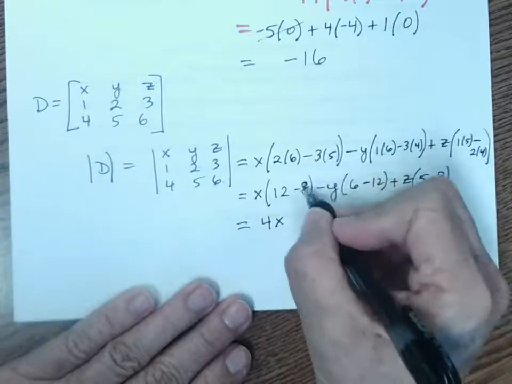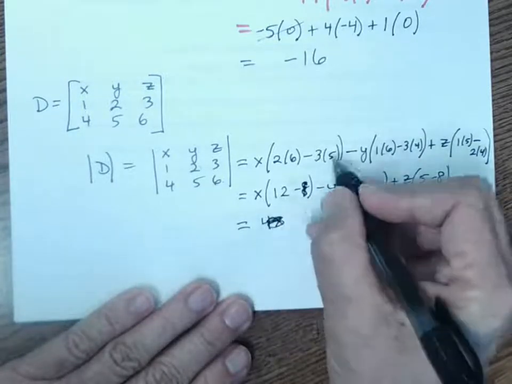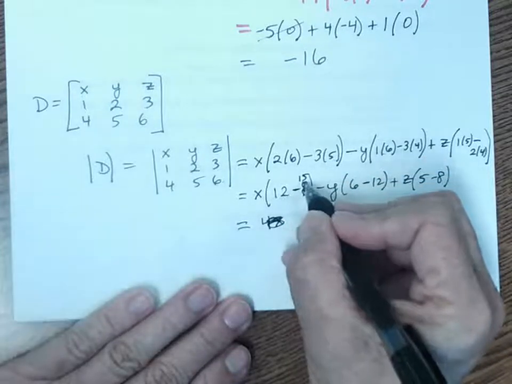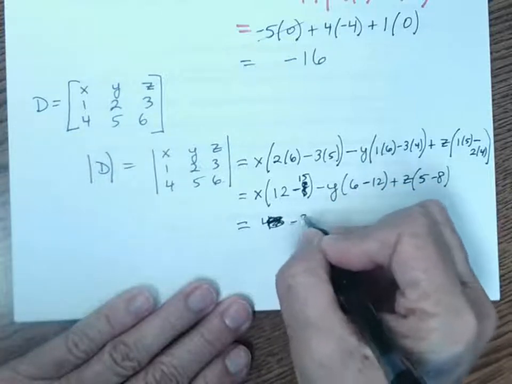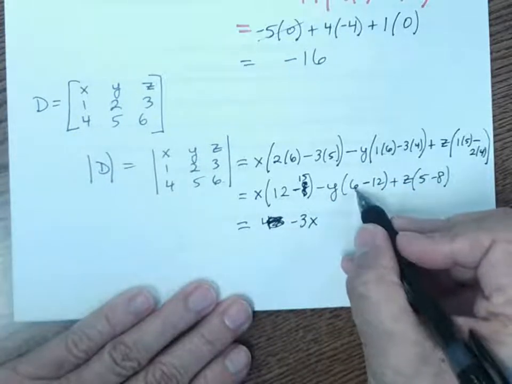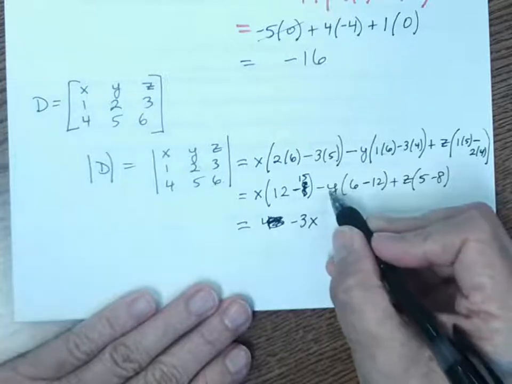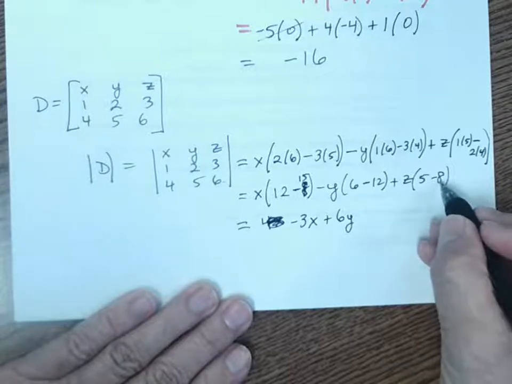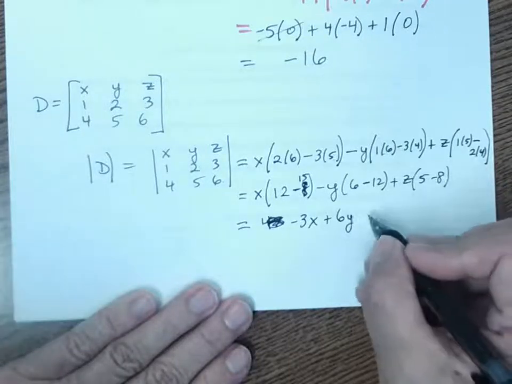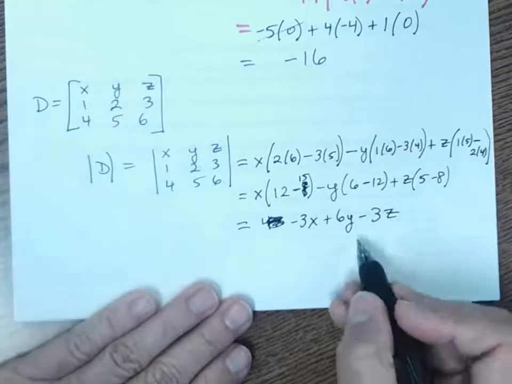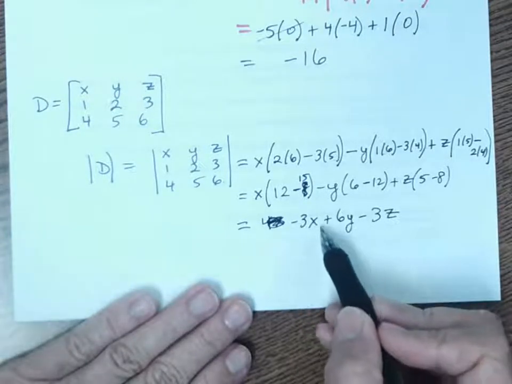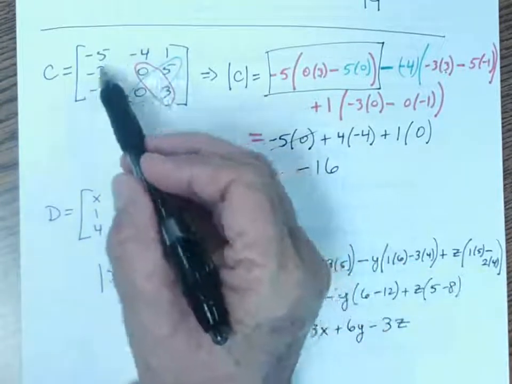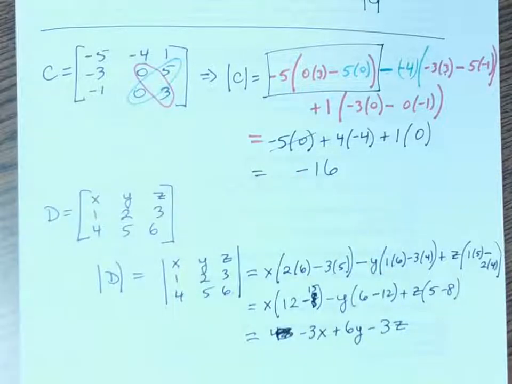Oops, I added those, look at that. 3 times, sorry about that, negative 3 times 5 is negative 15. So 12 minus 15 is negative 3 times X, so negative 3X. And here we have 6 minus 12, that's a negative 6 times negative Y becomes plus 6Y. 5 minus 8 is negative 3 times Z, so minus 3Z. So I just want you to see that sometimes our determinant, we will still have letters in there. Sometimes when we do it, we just have a number if all our values were numbers to begin with.